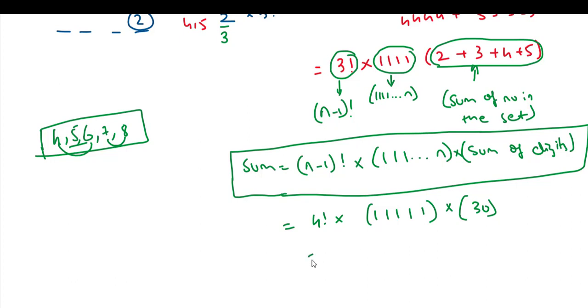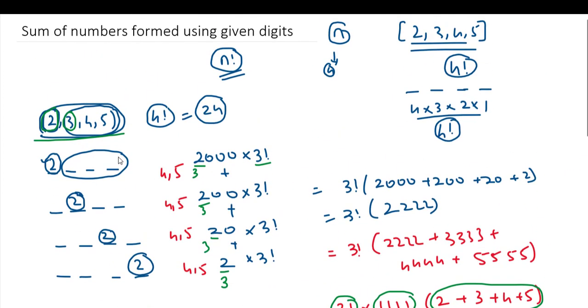So all you need to do is now multiply these numbers and you will get your answer for the sum of all the 5-digit numbers that can be formed using these digits. You don't have to go into this detailed explanation part.